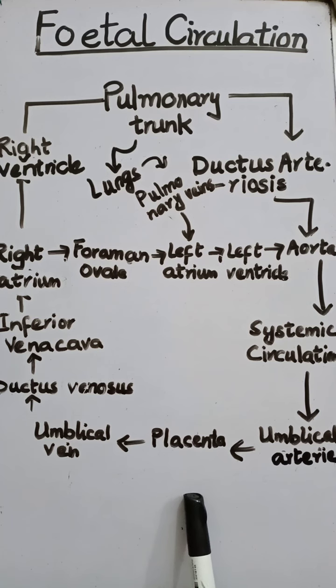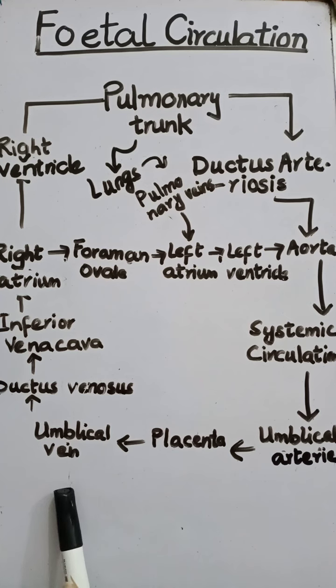The placenta consists of two umbilical arteries and one umbilical vein, and it enters the fetus through a cord which is known as the umbilical cord. The mother transfers oxygenated blood into the placenta. From the placenta, this enters into the umbilical vein. The umbilical vein carries this blood to the ductus venosus of the fetus. The ductus venosus is basically the continuation of the umbilical vein.